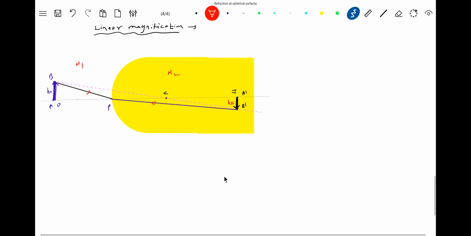So what are the other things? Here this will be the radius of curvature. This will be the image distance. This will be the object distance. Then let this be the angle of incidence, I1, and the angle of refraction, I2. I2 is the angle of refraction, I1 is the angle of incidence.